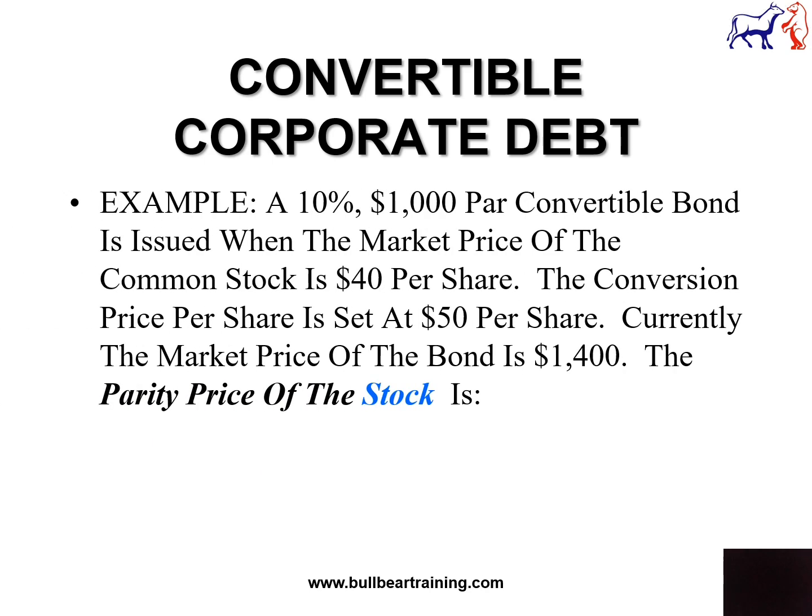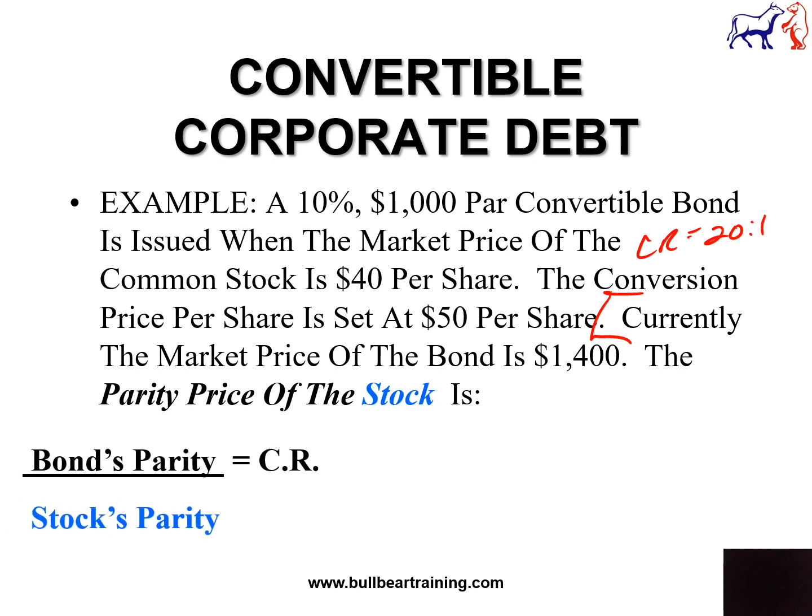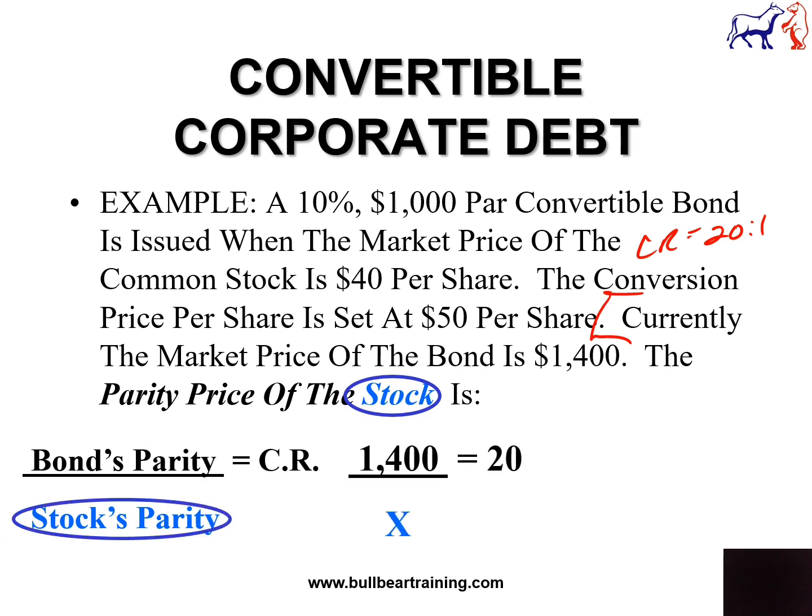And again, given that our conversion ratio was found at 20 to 1, now it says the market price of the bond is $1,400. What should the stock be trading at? Well, our denominator now is our x. They gave you what the bond is trading at. What is the stock supposed to be trading at? If the bond is trading at $1,400, well, 1,400 divided by x is 20. In this case, it should be trading at 70. Buying the bond at 1,400 is like buying 20 shares of the stock at 70.